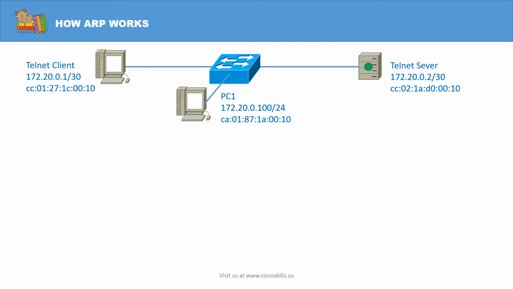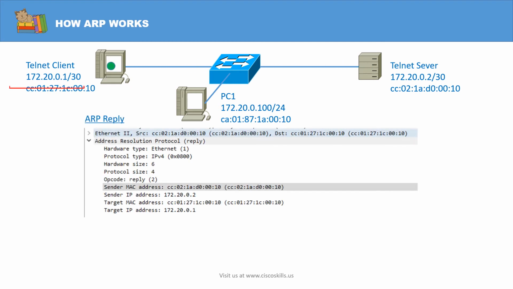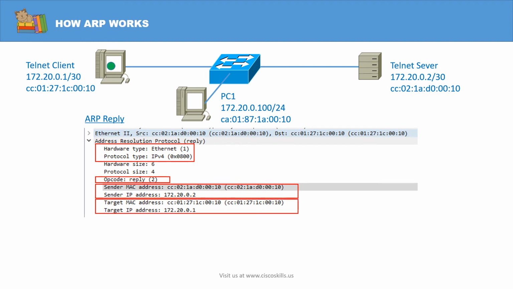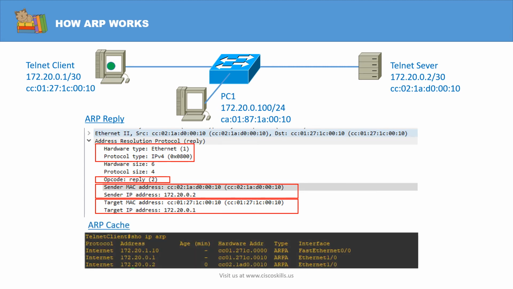After processing the ARP request message, the Telnet server responds with an ARP reply message. As you can see, it is the ARP reply message for IPv4 in Ethernet network. It is a unicast message from the Telnet server to the Telnet client. When the client receives the message, it stores the MAC address information in the ARP cache table for future use. This completes the entire ARP process.